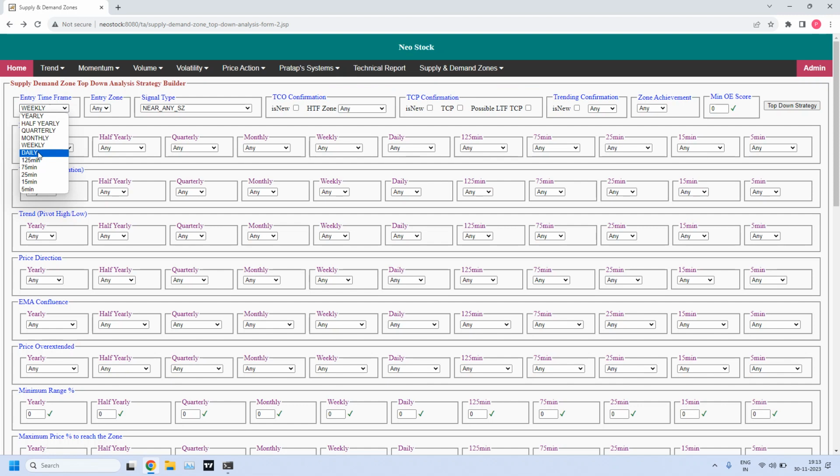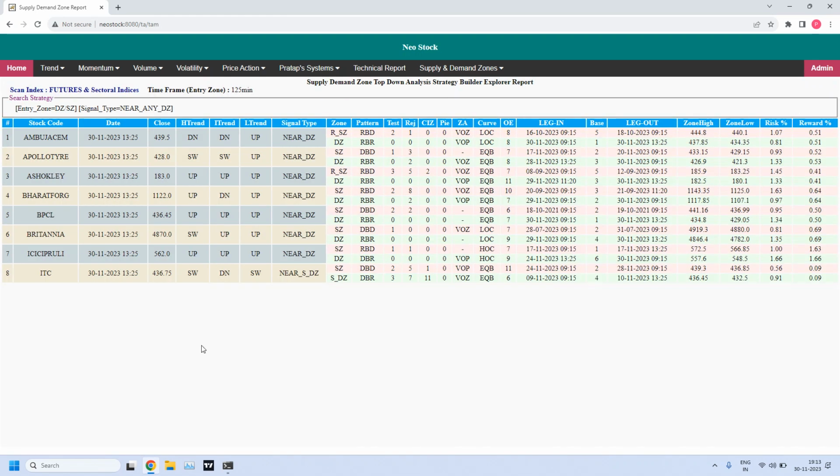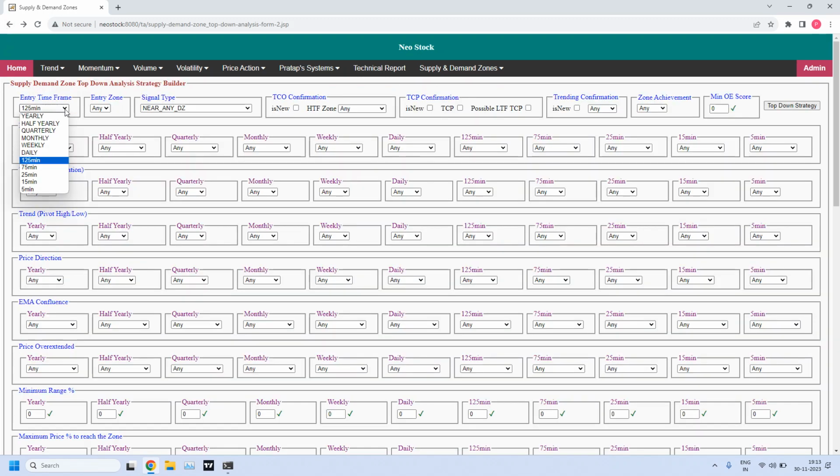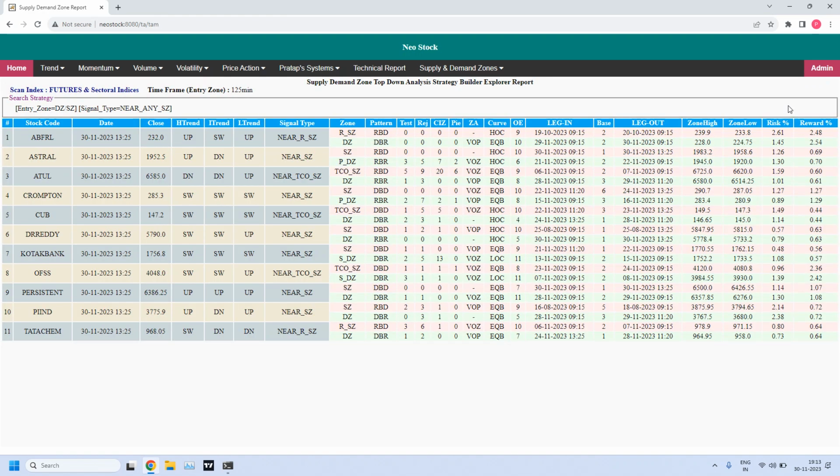We already generated the detailed daily report. There you can refer. Next we will start with the 125 minutes time frame. Let us find the stocks near to the 125 minutes demand zone. So all these 8 stocks are filtered near to the 125 minutes demand zone. So let's go back. For the 125 minutes time frame, let us find the stocks which are near to the 125 minutes supply zone. So these 11 stocks are filtered which are near to the 125 minutes supply zone.